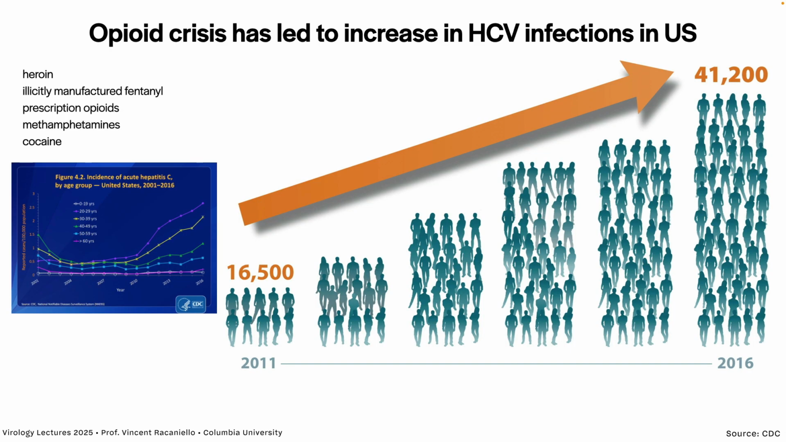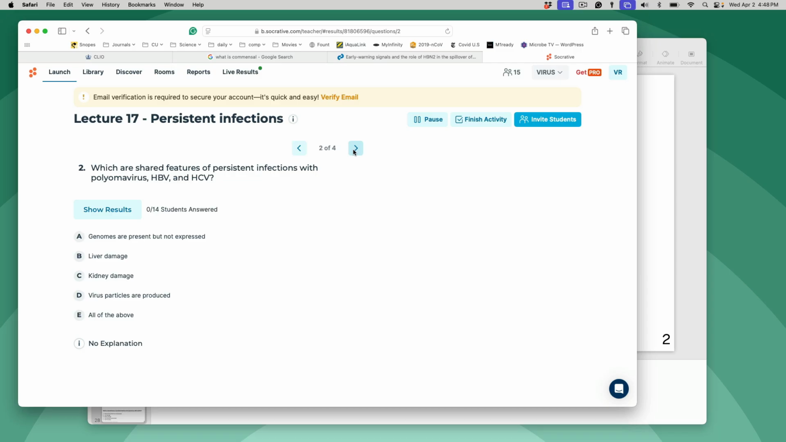Now in the US, the opioid crisis has led to an increase in Hep C infections. You know that opioids are injected drugs that are increasingly being used. If you're sharing needles, you will share other things. And so the number of cases of Hep C in the US went from 16,000 to 41,000 in just a few years. These are the opioids, right? Heroin, fentanyl, opioids, methamphetamines, cocaines, all injected.